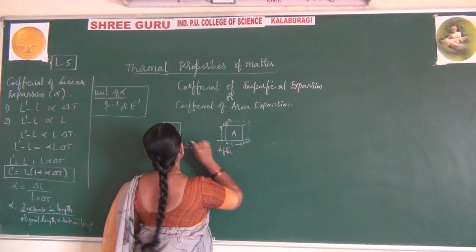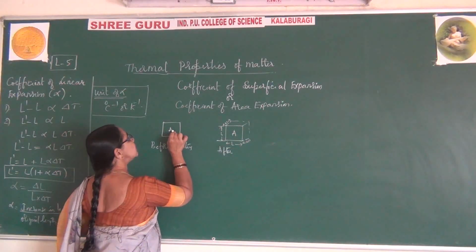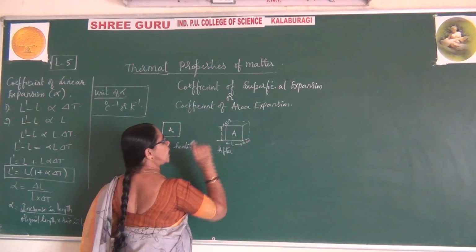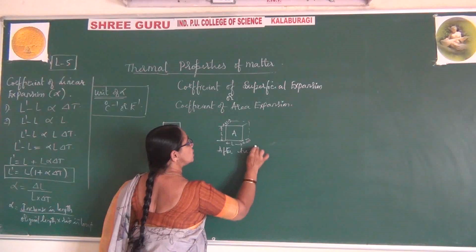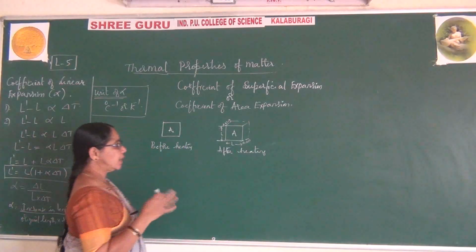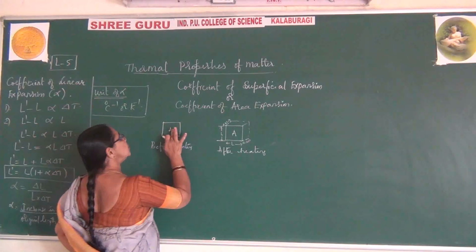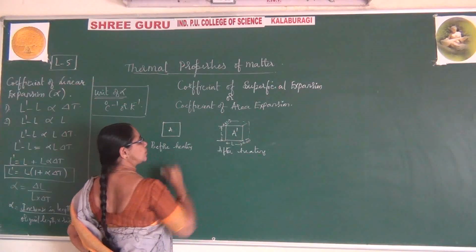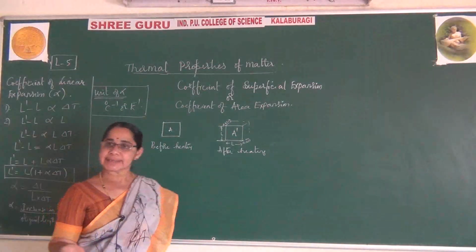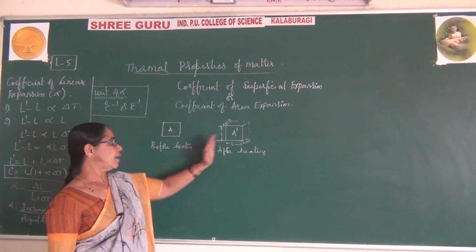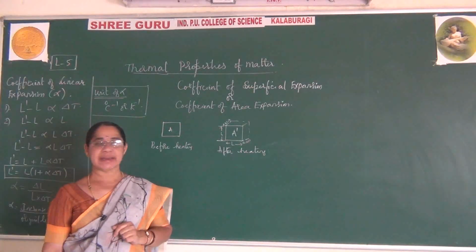Earlier for this, let me write A naught, and this is A after heating. Now let me write the condition here. You can take A or A dash, both are correct. So this is A and this is A dash. You can also write S dash. Both are correct.